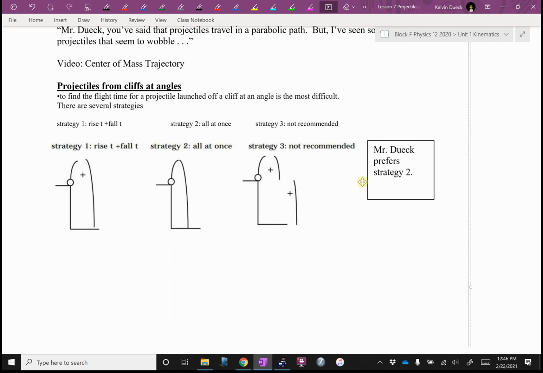Okay, there are several strategies to find time. Option 1, find the time to the top, find the time to the bottom, and add them together. Meh. Option 2, doing it all at once and not having to do any extra work.